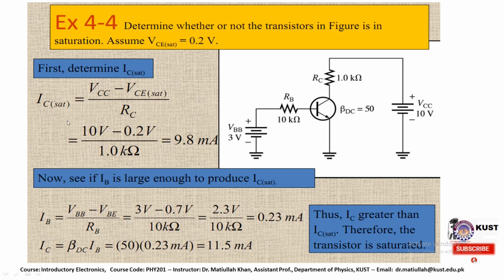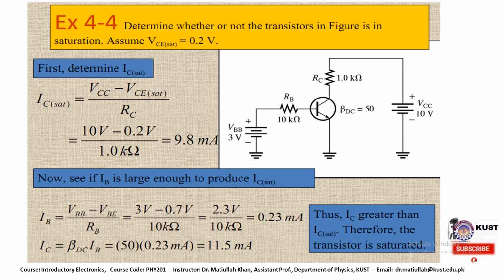That is very easy to measure. The magnitude of collector current at the saturation point is equal to VCC minus VCE at saturation, divided by RC. If you put the values into this equation, it is 10 volt minus 0.2 volt divided by 1.0 k ohm. After simplification, we get the value of 9.8 milliampere.